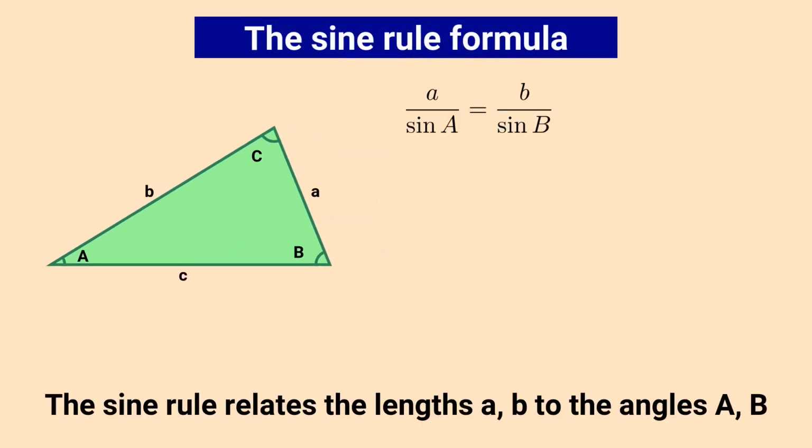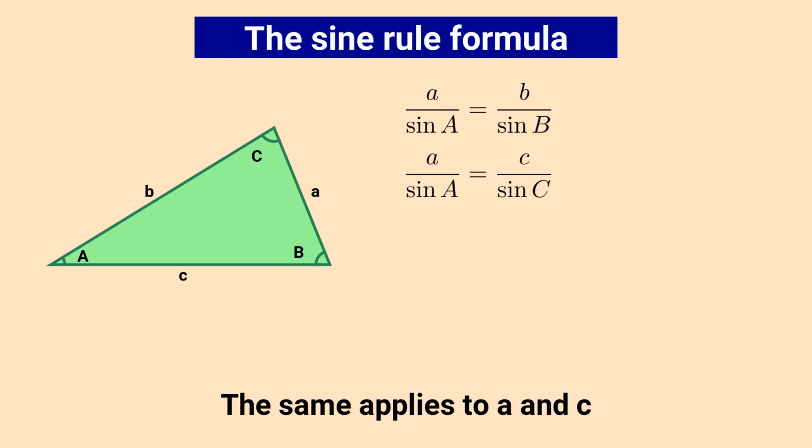The sine rule formula relates the lengths a and b to the angles A and B. It states that length a divided by the sine of angle A is equal to the length b divided by the sine of angle B. The same applies to a and c. The length a divided by the sine of angle A is equal to the length c divided by the sine of angle C. Also, the length b divided by the sine of angle B is equal to the length c divided by the sine of angle C.